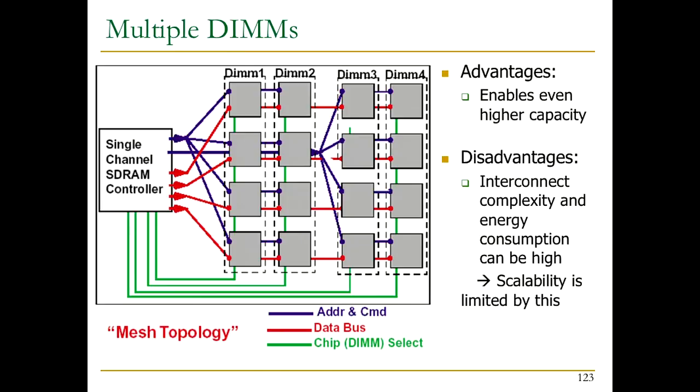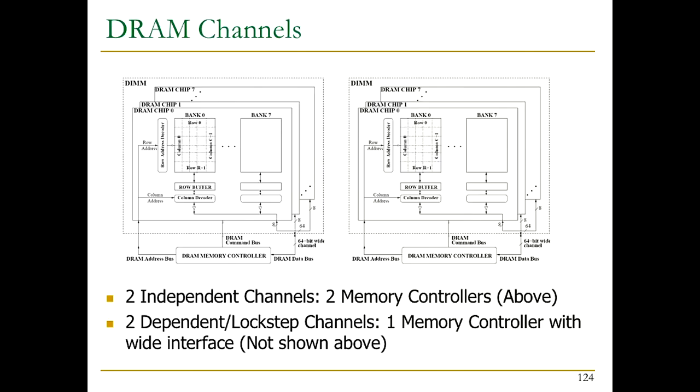Okay, so DRAM channels, basically, you can have two independent channels, two memory controllers that look like this. In fact, most modern systems have multiple memory channels. Intel i7, I believe, has 3 memory channels, maybe 4, I don't know now. These could be independent or dependent. Dependent means, let's say you have a 64-bit wide channel here. Well, you have a single memory controller. It's not this picture. You have a single memory controller. 64 bits come from here, 64 bits come from here. If you want to get 128 bits at the same time, you can have two channels, right? Operated in lockstep. It's not shown here.